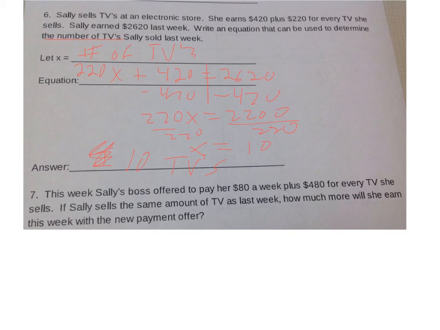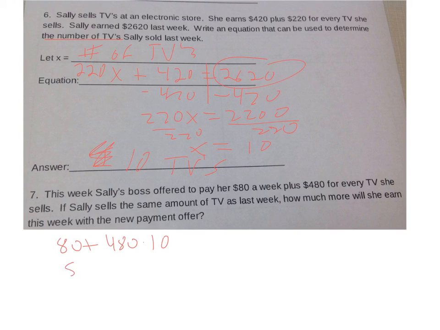And then it says this week Sally's boss offered to pay her $80 a week plus $480 for every TV she sells. If Sally sells the same amount of TVs as last week, how much more will she earn this week with the new payment offer? Well, last week we know she earned this amount. This week she's going to get $80 plus $480 for every single TV, and she's going to sell the same amount of TVs, which is 10 TVs.